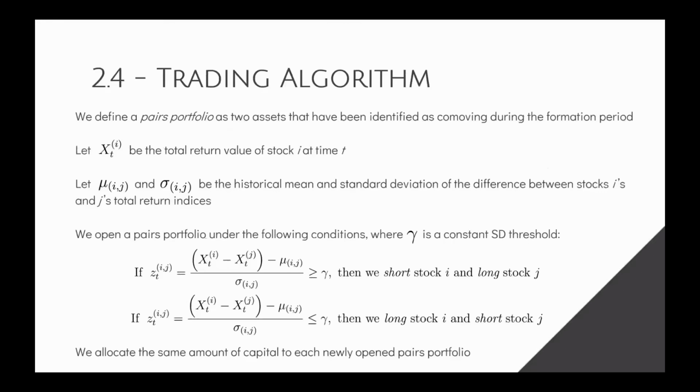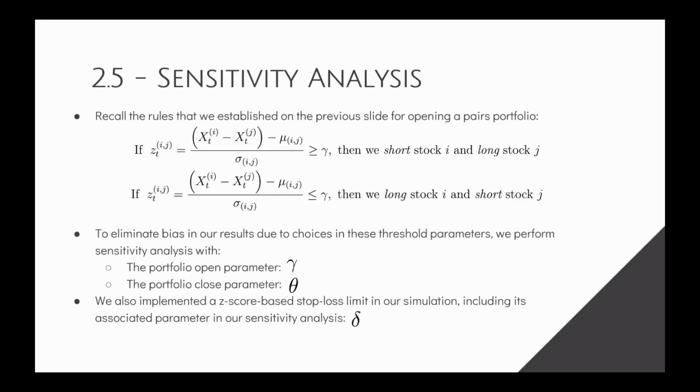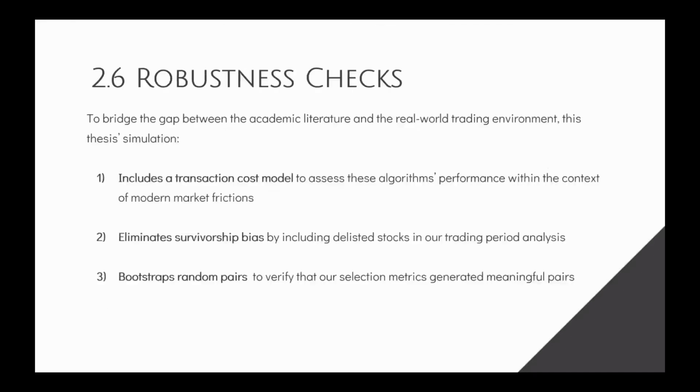So for our trading algorithm, it proves very heuristically simple. We open a pairs portfolio when the normalized difference between the two stock prices exceeds a certain z-score, and we close that portfolio when it falls within a certain z-score bound. Also, to mimic reality, we include a stop-loss limit in our trading simulation, and we recognize that choices of these parameters may lead to bias in results. As such, we vary these parameters through sensitivity analysis to generate a distribution of returns over these parameters to allow us to understand how our returns change when we change these parameters.